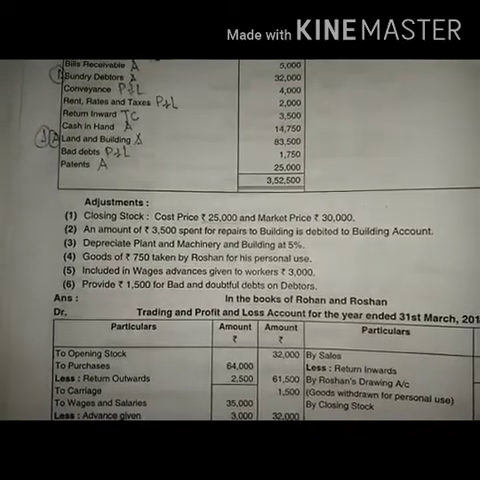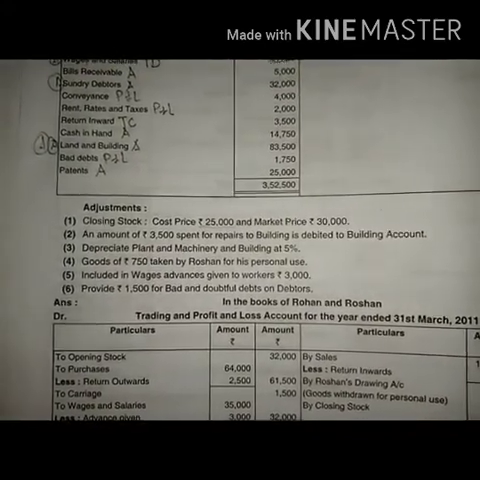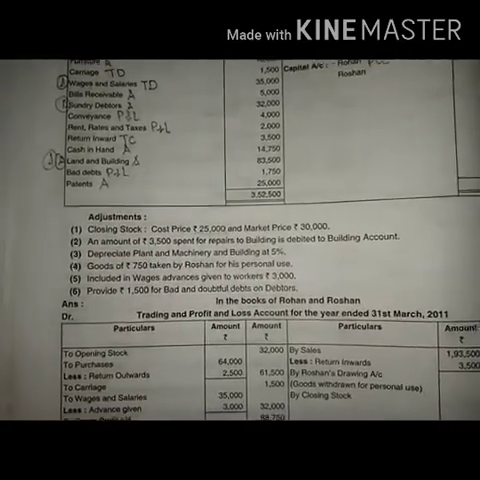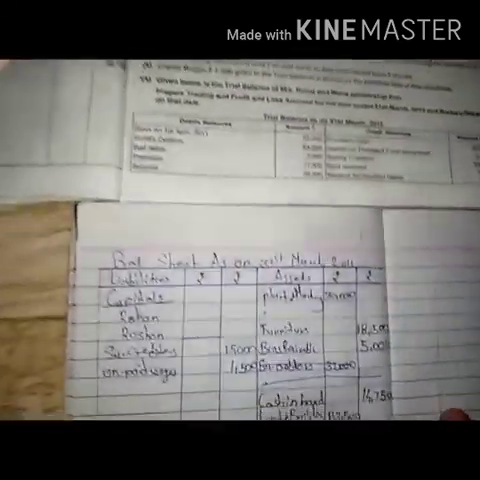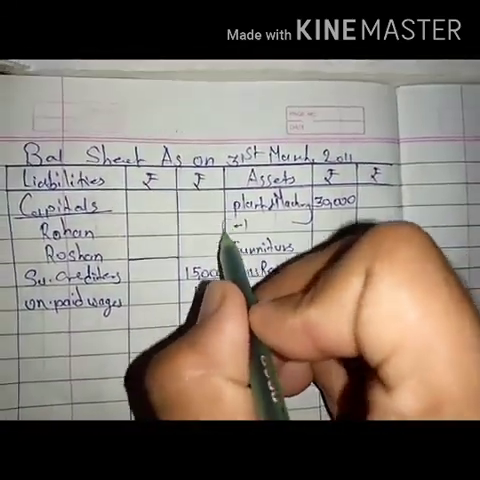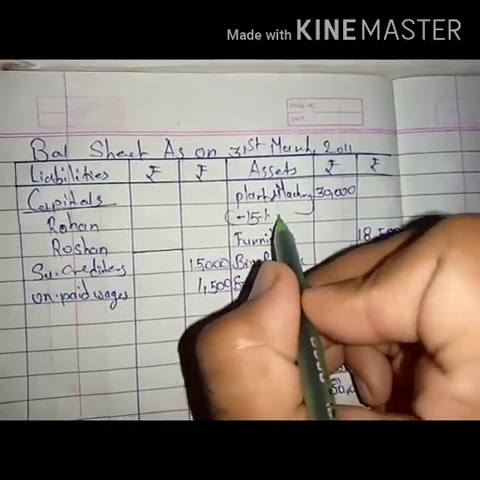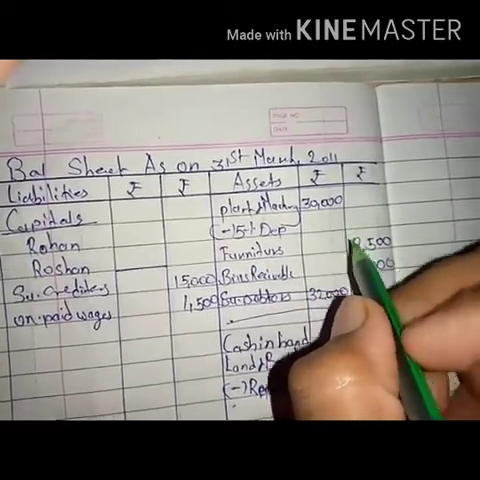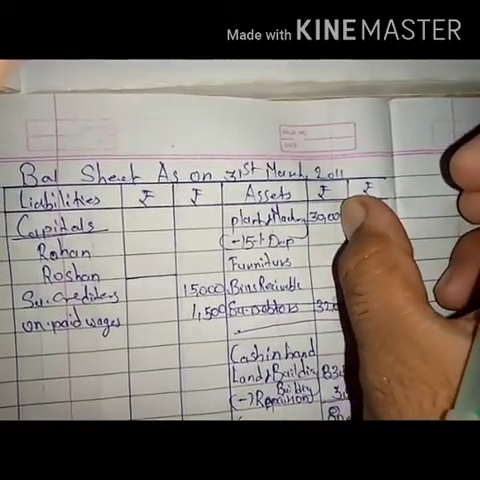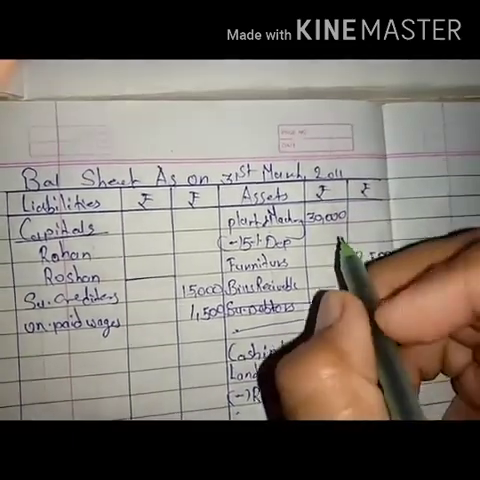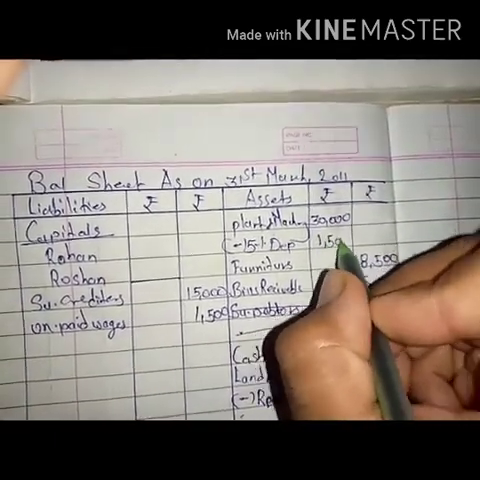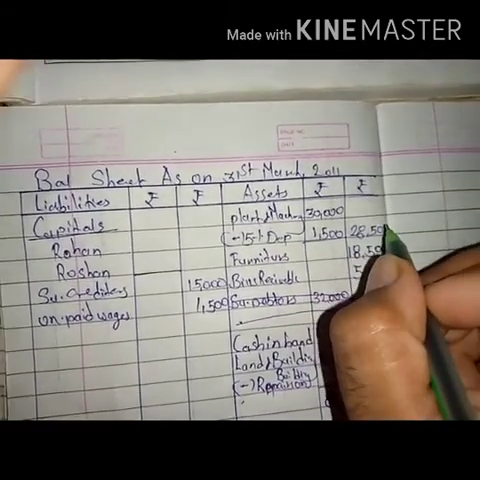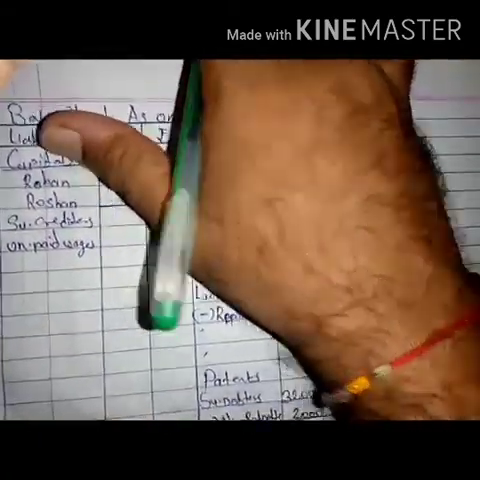Then third adjustment, depreciate plant and machinery and building at 5%. Means both assets should be depreciated. Depreciation means reduction in the value of fixed assets. So plant and machinery less 5% depreciation. If you remove the 0, you will find 10%, that is 3,000 on 30,000. 5% means half of that, 1,500. After deduction, 28,500. And another 5% is for building.